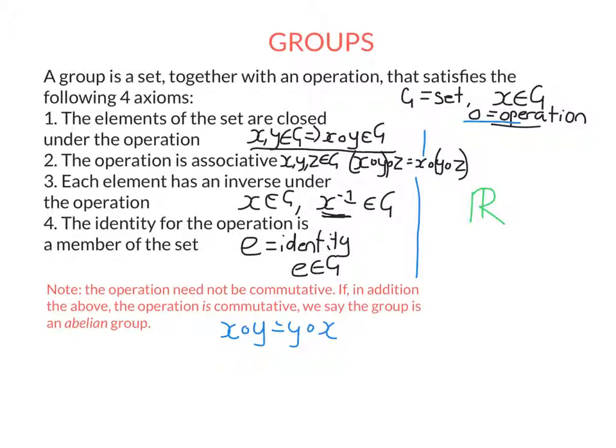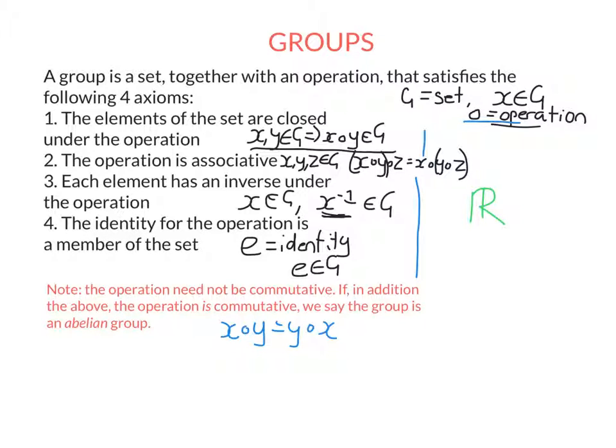So let's determine whether or not it's a group. Now, it's really important that you specify not only the set, in this case real numbers, but the operation. It turns out that the real numbers form a group under addition, but not under any of the other three operations.